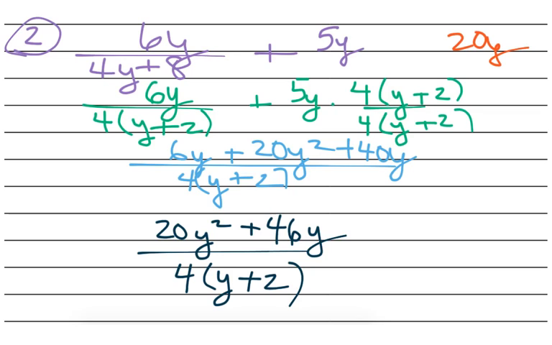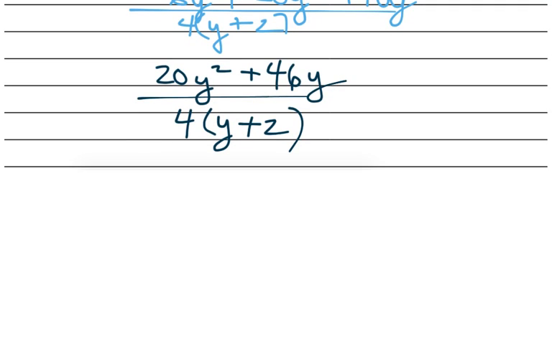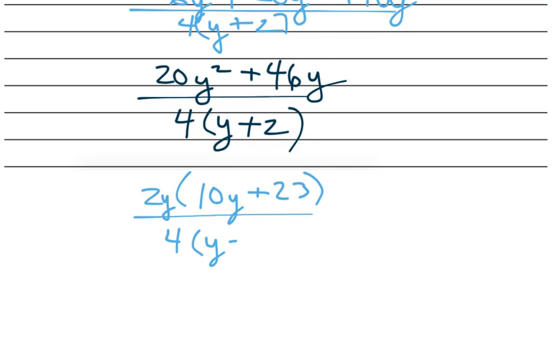When I look at this, maybe I want to try to take 4 out from both of these terms, because 4 times 5 is what I'm thinking about. But 4 does go into 40, but not 6. So I'm going to try 2 instead. So I'm going to factor out 2 from the numerator, leaving me with 10. But I'm also going to factor out y from the numerator so that I write 10y. And then I'll have just the value of 23 here. And then here's 4 times y plus 2.